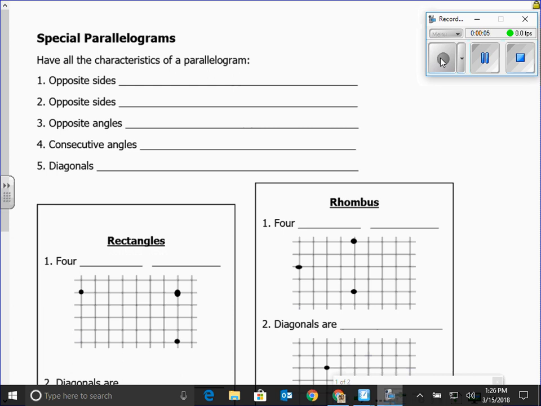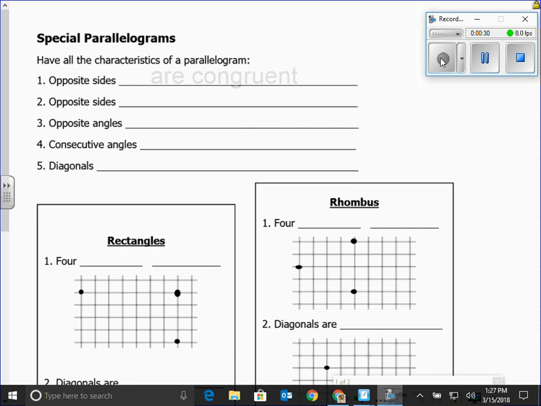Okay, we're going to talk about special parallelograms since we've already discussed the properties of parallelograms. So we're going to talk about those three different ones that are all parallelograms, but they have other special characteristics that make them what they are. So first, let's reiterate the properties of a parallelogram since all special parallelograms have the same properties as a parallelogram.